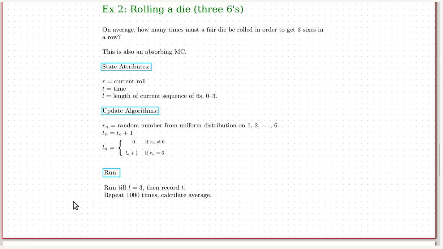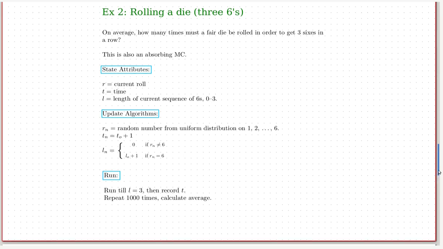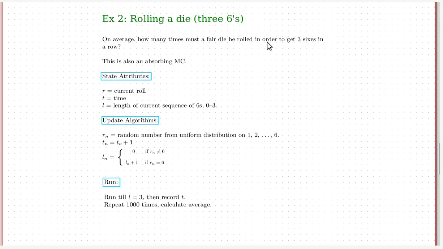So the second example is also about rolling a die. It's a little bit more complicated. This time I want to ask, on average, how many times must a fair die be rolled in order to get 3 6s in a row? So now we're not just going for 1 6, but we want to get 3 consecutive 6s. So this is going to take longer. It's just a slightly more complicated problem.